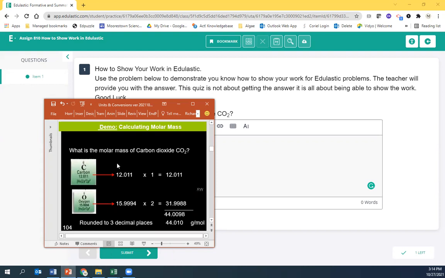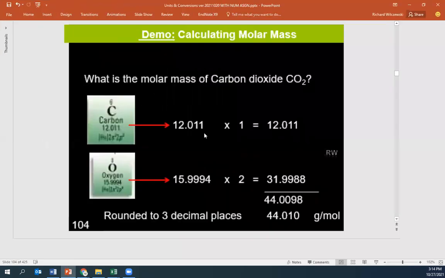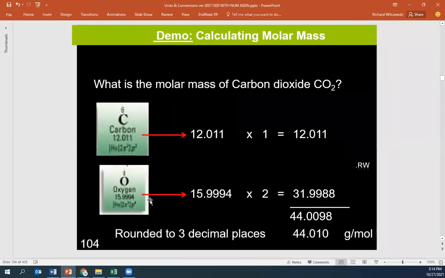So here's the answer. For carbon, you're going to look up the atomic weight or average atomic mass of carbon, which from the periodic table is 12.011, and multiply it times 1. Why 1? Because there's only one carbon in carbon dioxide. Then you're going to take the mass of oxygen, which is 15.9994, and double it. Why double it? Because of this 2 here. There's 2 oxygens in carbon dioxide. The di means 2.